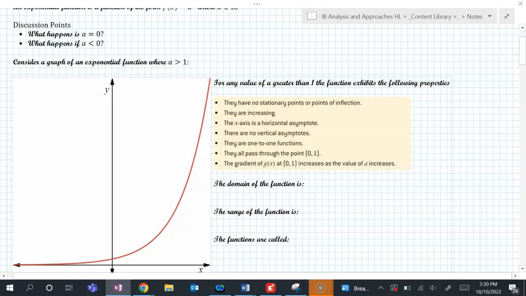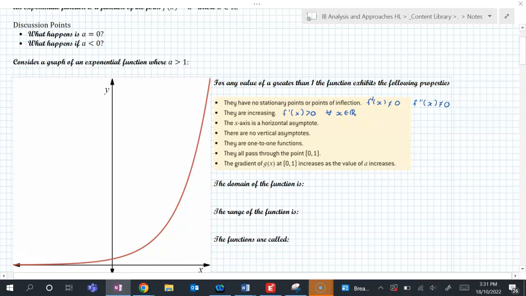And these have very set shapes that are very similar, for different values of a greater than 1. So they have these set properties given alongside here. They don't have any stationary points or points of inflection, so that means that f dash of x doesn't equal 0, and nor does f double dash of x equal 0. They're increasing, so you can see the function's always going up, which means that the derivative would always be positive for all x in the real numbers.